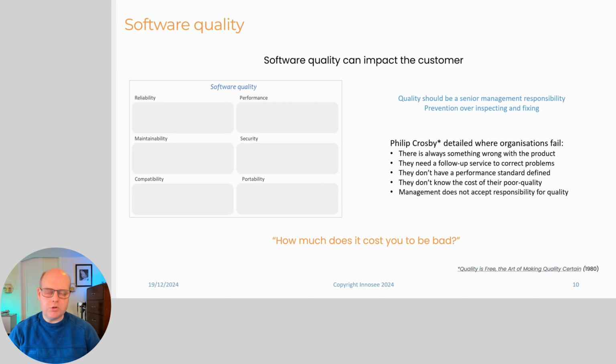Management does not accept responsibility for quality. In other words, it's somebody else's fault. It's your development team's fault, it's your test team's fault, and so on. Again, quality is a senior management responsibility, and the senior management should work with the teams in order to help them improve it. Outside of this, quality has a major impact on customers. For example, if your software is not performant, this can be very, very troublesome for customers.